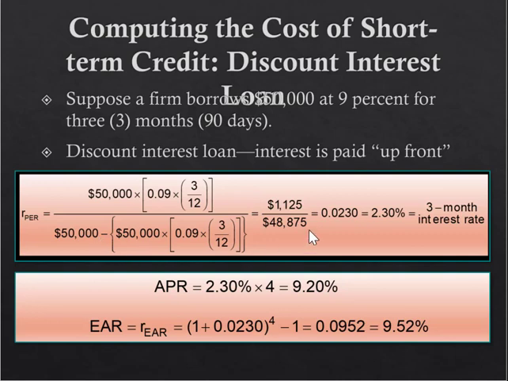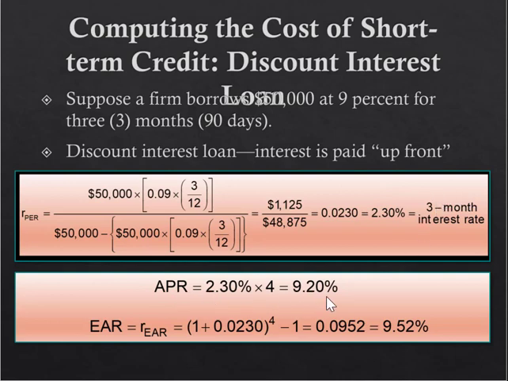So what happens if, instead of borrowing $50,000, you borrow $48,875 and you pay that $1,125 up front? So the bank only gives you $48,875. Well, in that particular case, it looks like this: the amount that's paid, $50,000 times 9% times 1/4 of the year, over $50,000 minus the amount that is paid in interest. So $50,000 times 0.09 times a quarter equals $1,125, leaving $48,875. So that's 2.3%. So 2.3% is your 3-month interest rate.